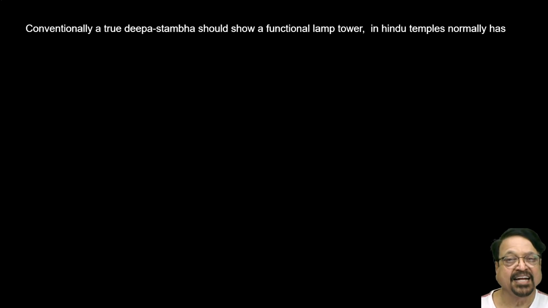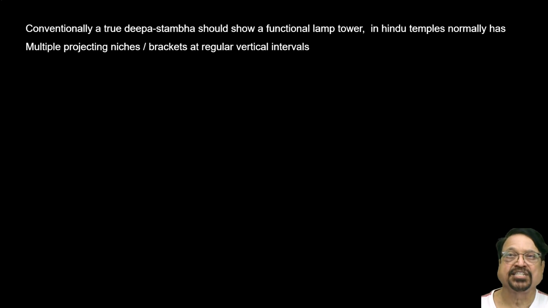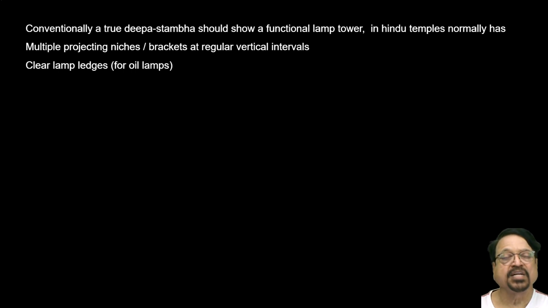On that day, it has to be available. The place, or the surface, has to be such that you can light a lamp here. So that is a Hindu tradition, very important for it. Now, multiple projecting niches and brackets at regular vertical intervals are important to keep the lamps. Sometimes there is no way from inside, so people go from outside, they light the lamp and then they come down. So it's not here.